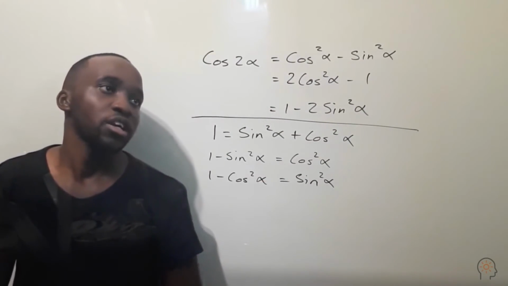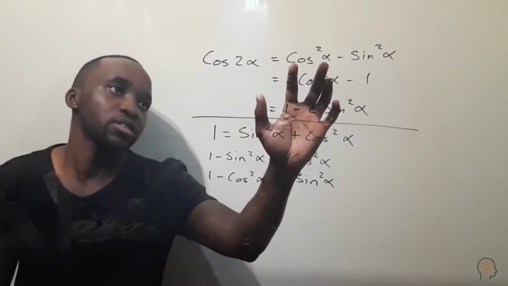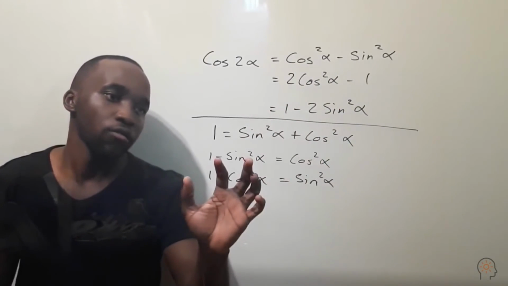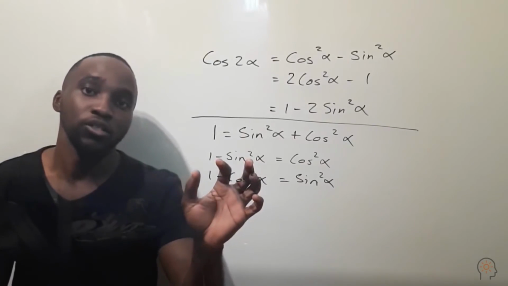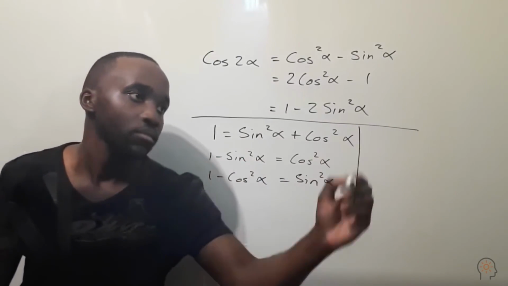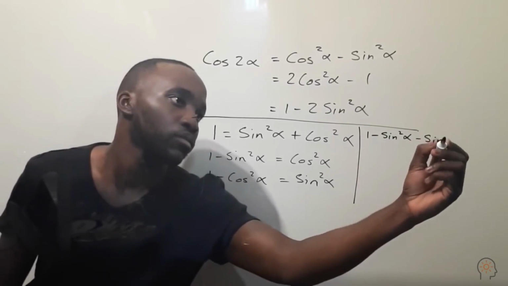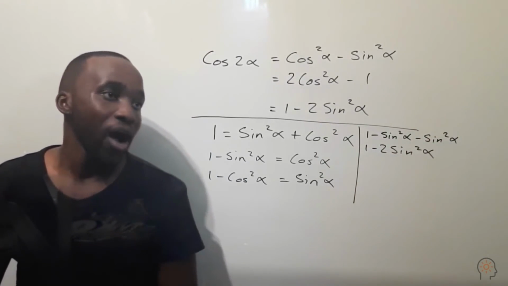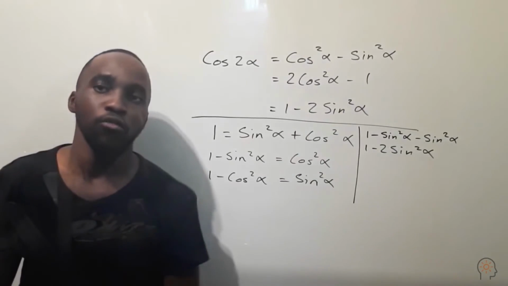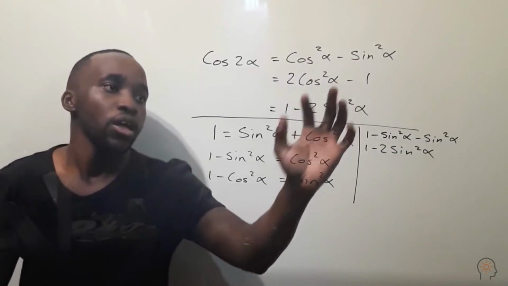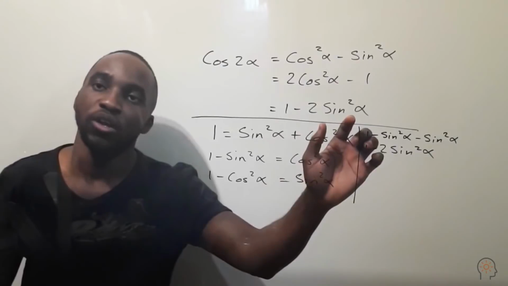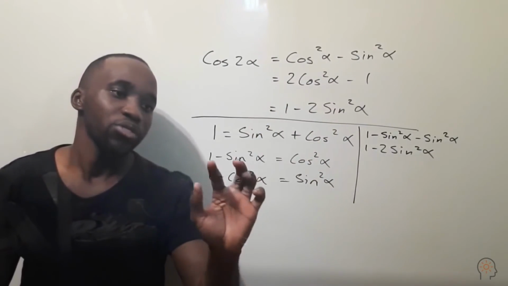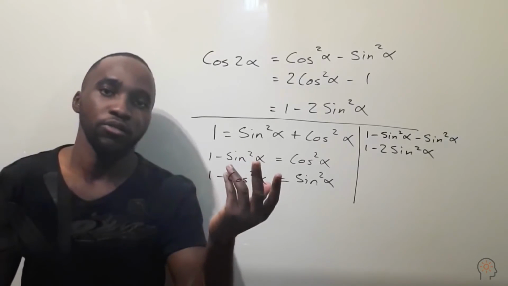So the key thing is that if we were to replace, for example, cos squared alpha with 1 minus sine squared alpha, we would end up with 1 minus 2 sine squared alpha, right? So we know that this is the main one, and then to get this third one here, all that was done was they replaced cos squared alpha with 1 minus sine squared alpha, right?